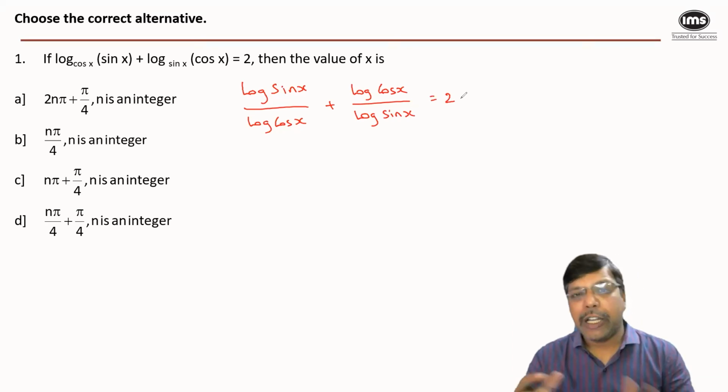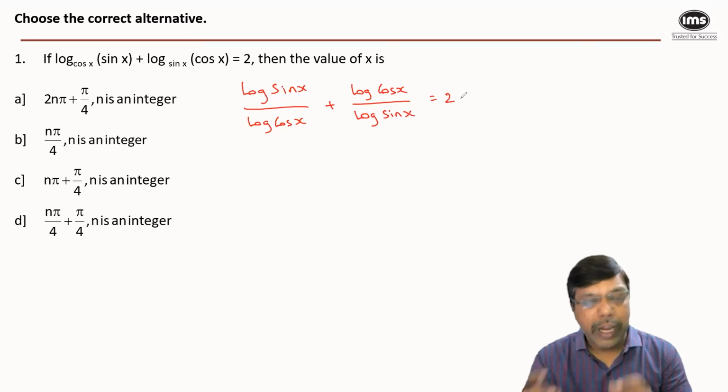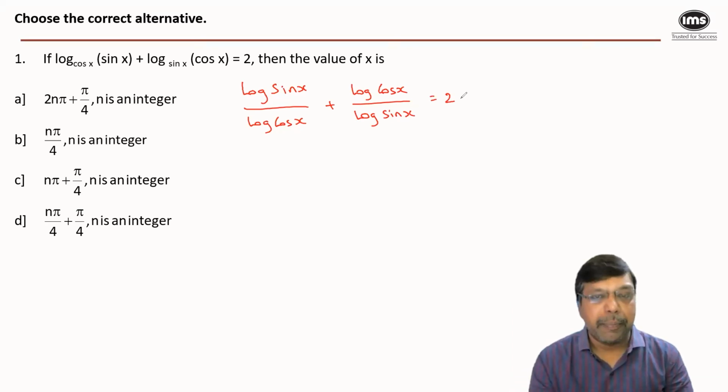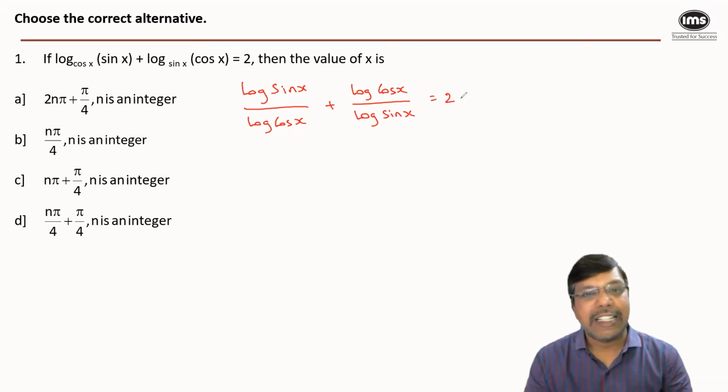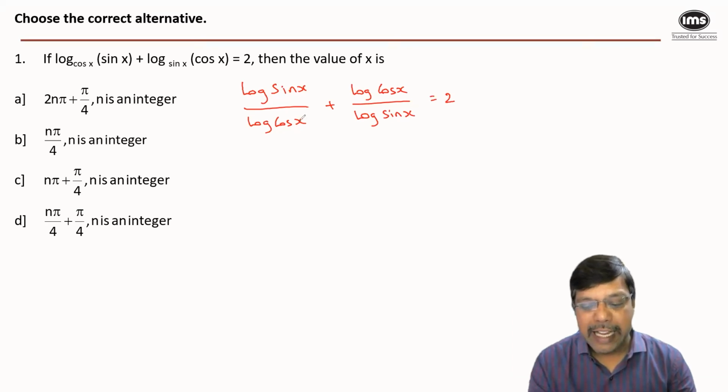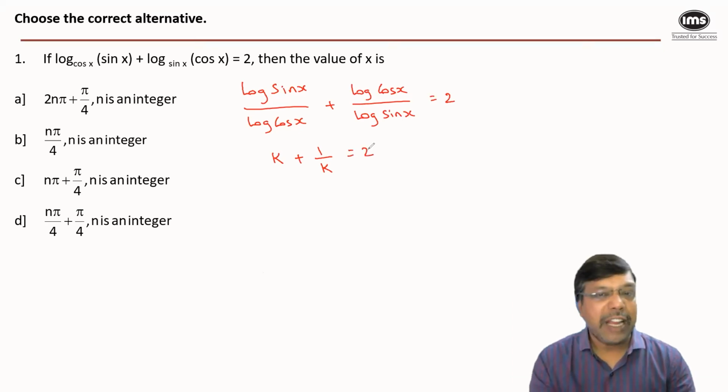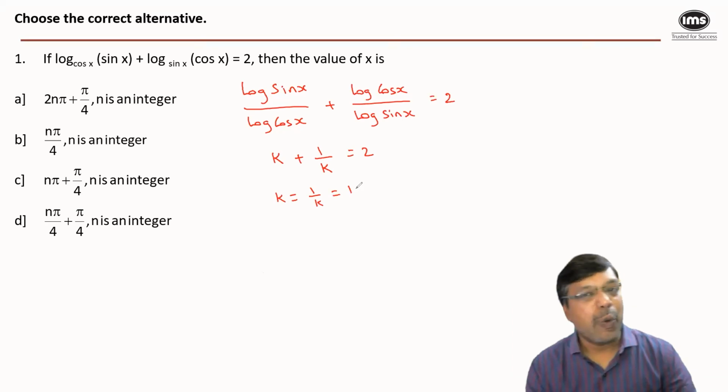Now, the smarter way would be that a student who can observe a particular property here will be able to identify the answer in just one more step. What is it? If I consider log sin x base cos x as, let's say, k, then log cos x base sin x will be of the form 1 by k. Now, if k is a non-negative value and k plus 1 by k is equal to 2, it is clear that k is equal to 1 by k, where individually each of them will be equal to 1.